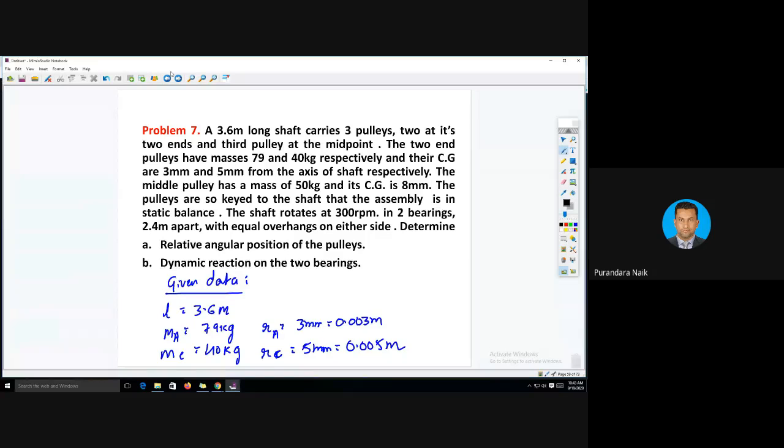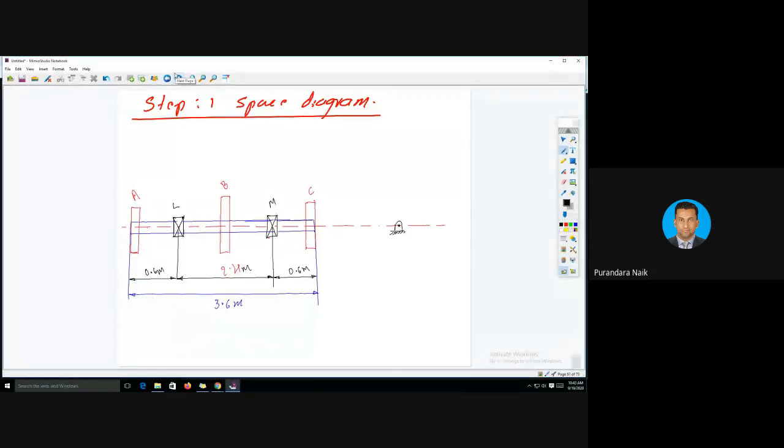But here there is no such sentence or data given in the problem. That's why you can take A as a reference mass, B as a reference mass, or C as a reference mass. Please select A or B or C as the reference mass. Okay, so I will select A as a reference mass. I'll take A as a reference mass.